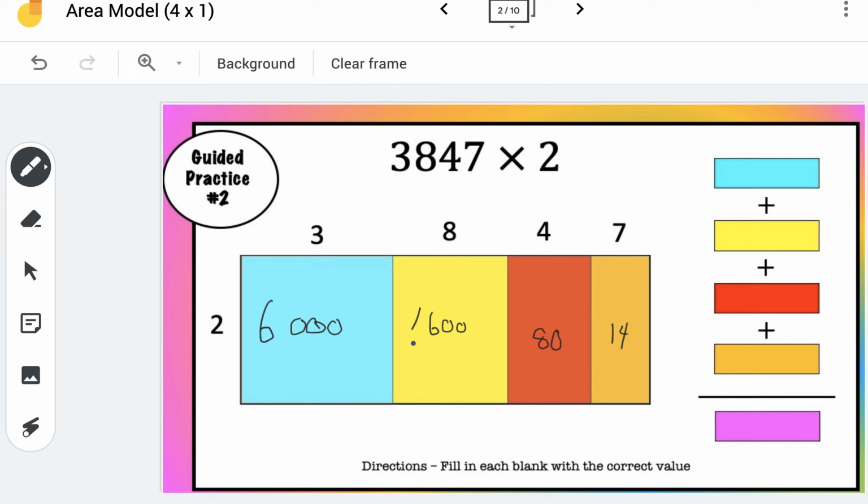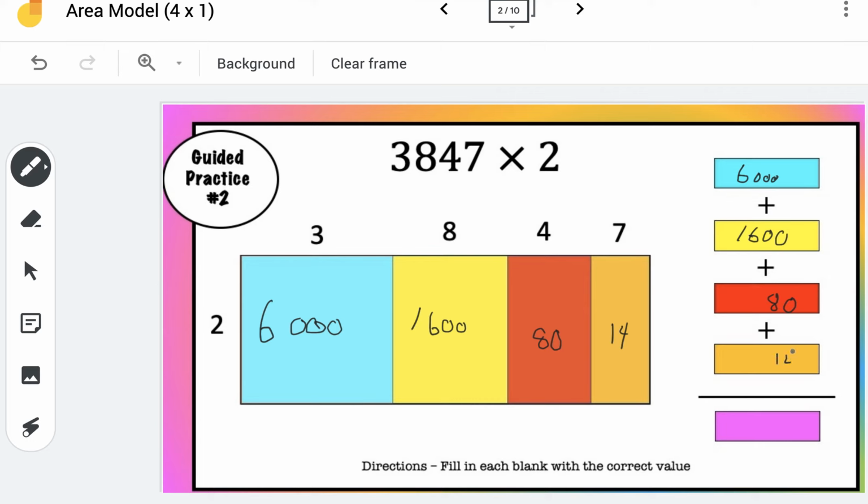All right, finally, let's write these numbers inside the corresponding boxes over here. So we know that the blue value is 6,000. We know that the yellow box is going to be 1,600. We know that the red box is 80. And then finally, we know the orange box is 14.